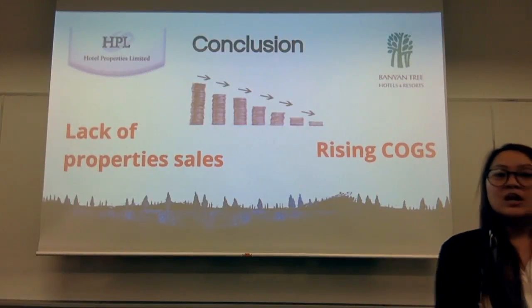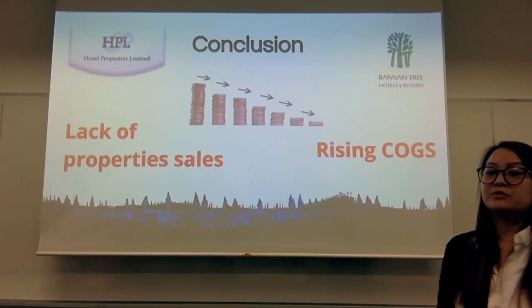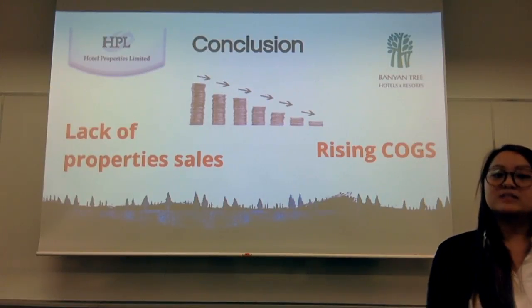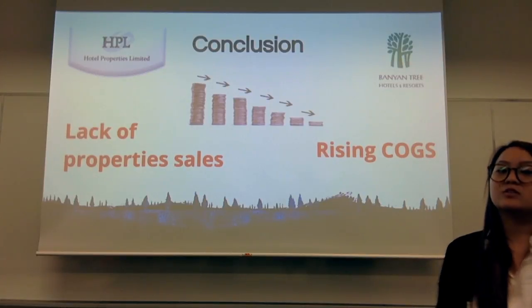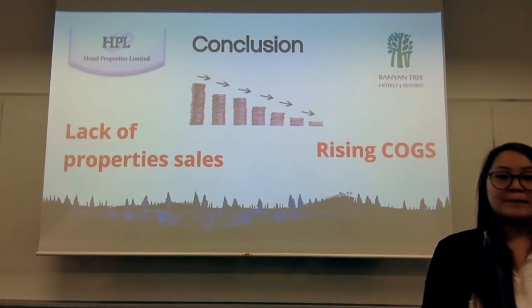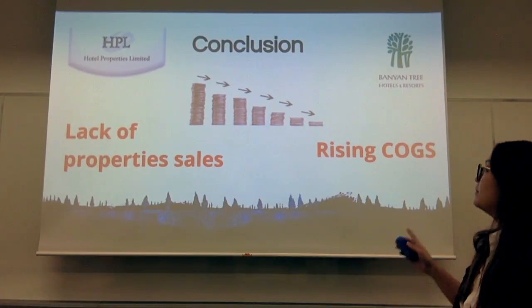To conclude, both companies' businesses are actually declining over the 3 years, but due to different issues. For HPL, it is the lack of property sales, while for Banyan Tree, it is due to the rising cost of goods sold. For both companies to improve their financial performance moving ahead, they need to work on this mentioned area.